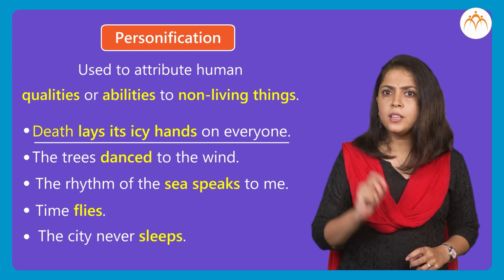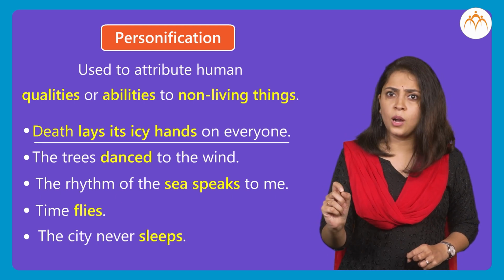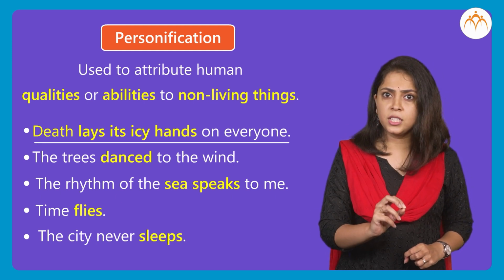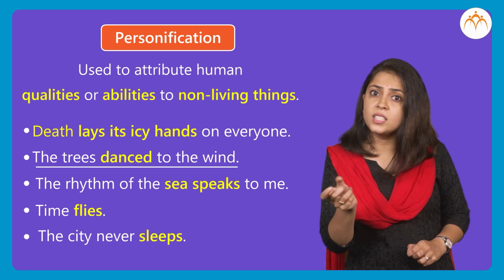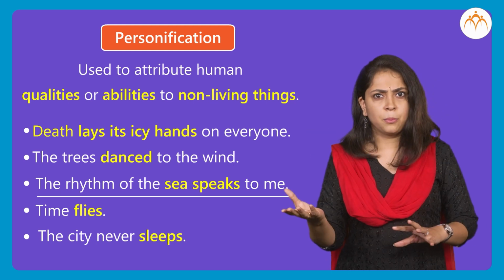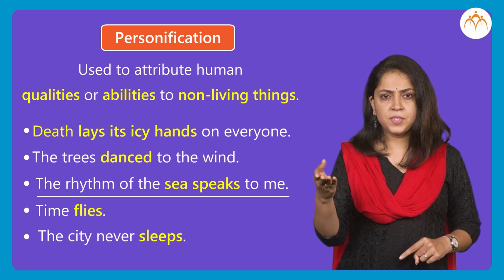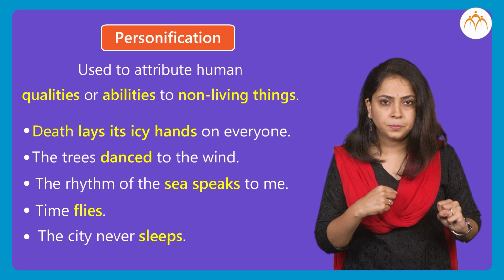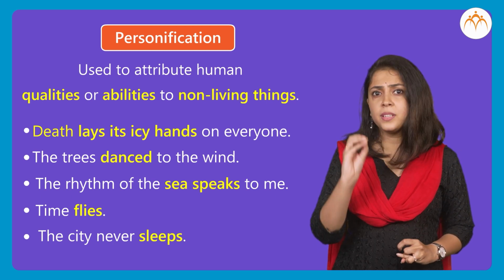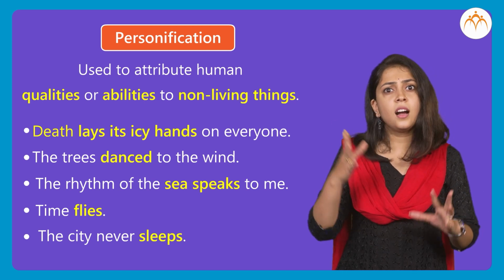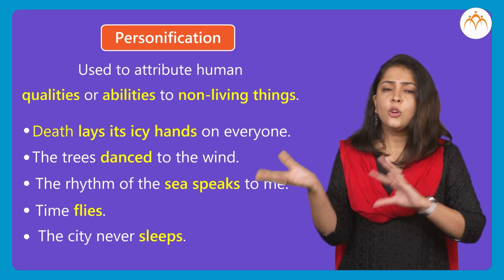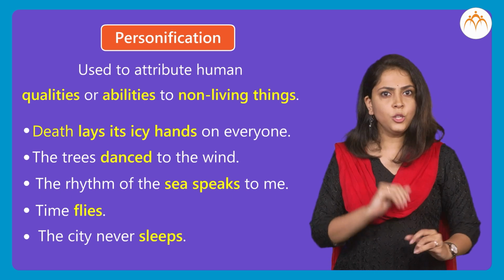In the first example, death, which is an abstract noun, has been said to have the ability to lay its hands. In the second example, it is said that the trees are dancing. In the third example, the rhythm of the sea seems to have the ability of speaking. Now these abilities are possessed only by living things. Thus, human qualities are attached to non-living entities. We say personification has been used.